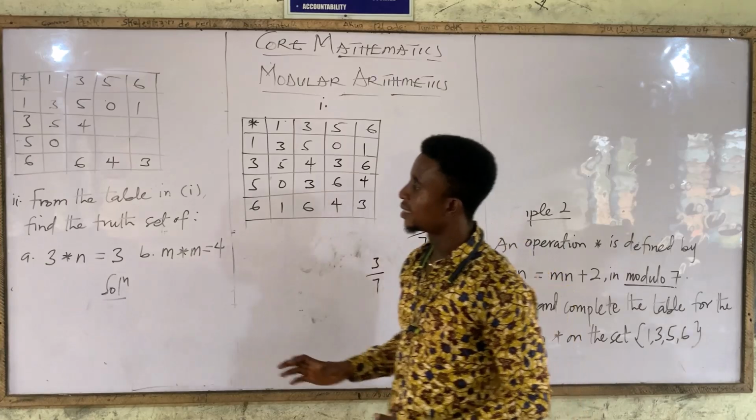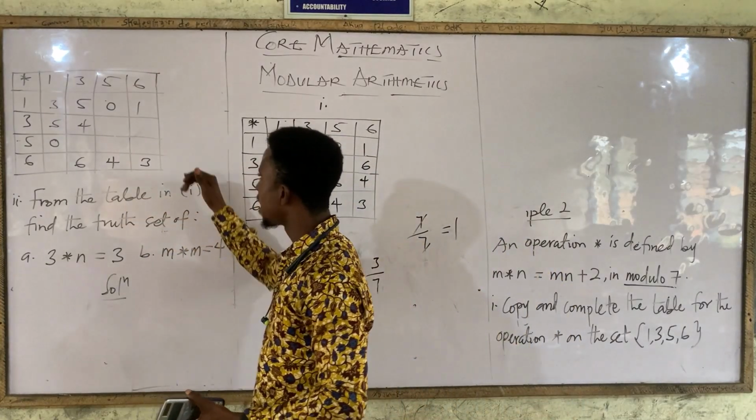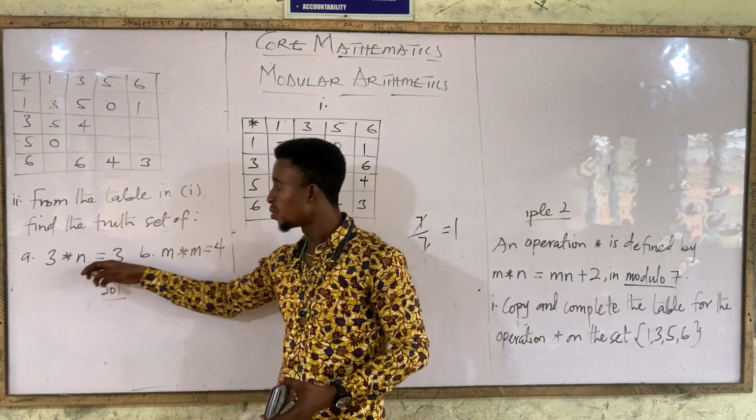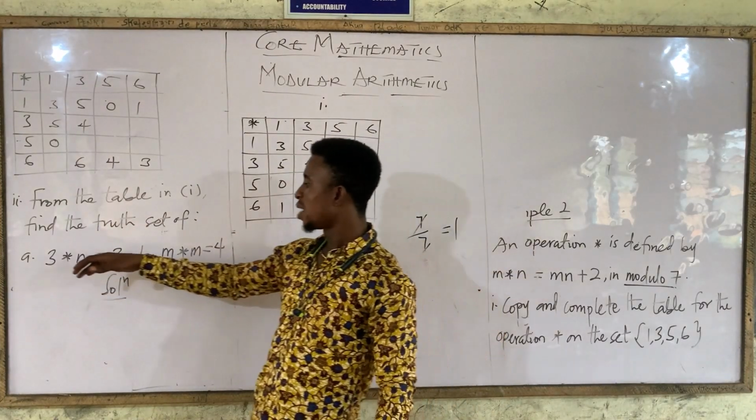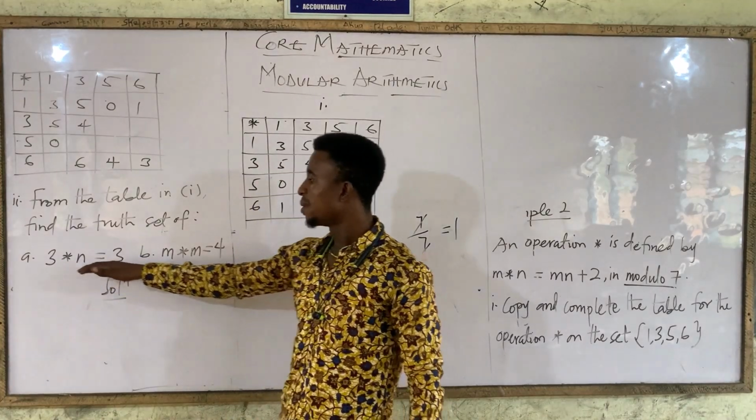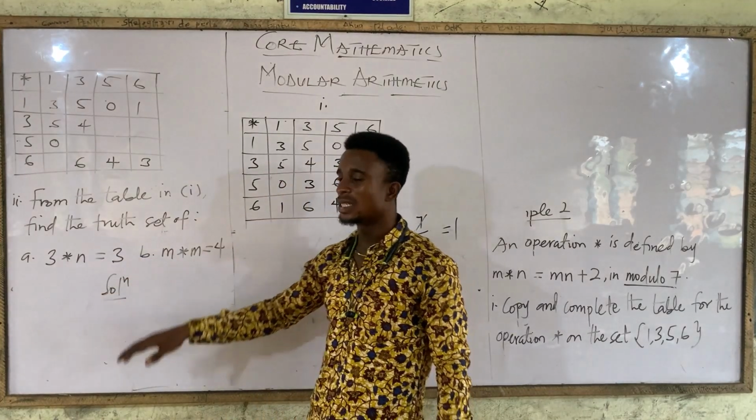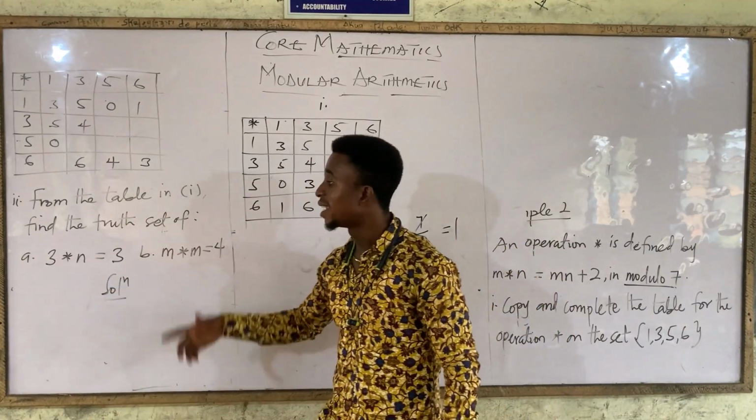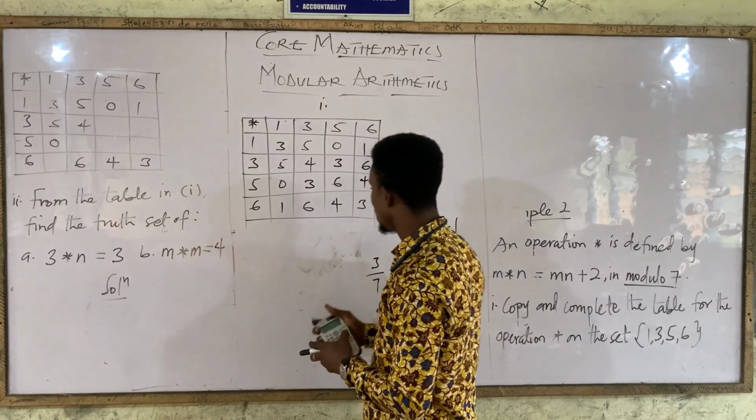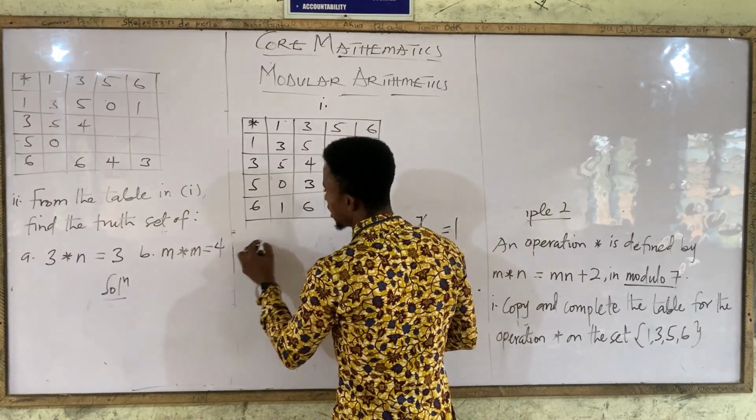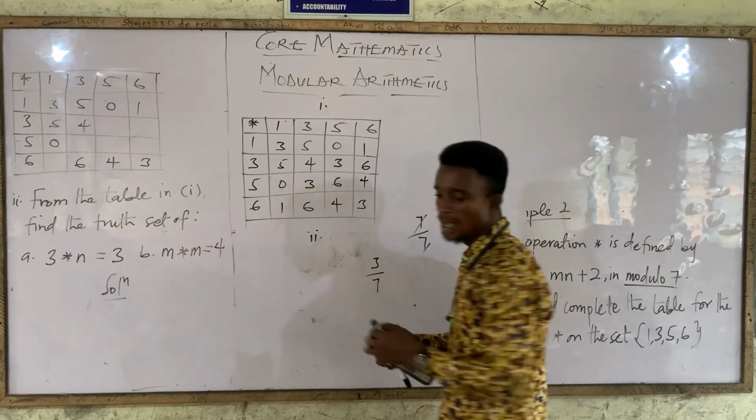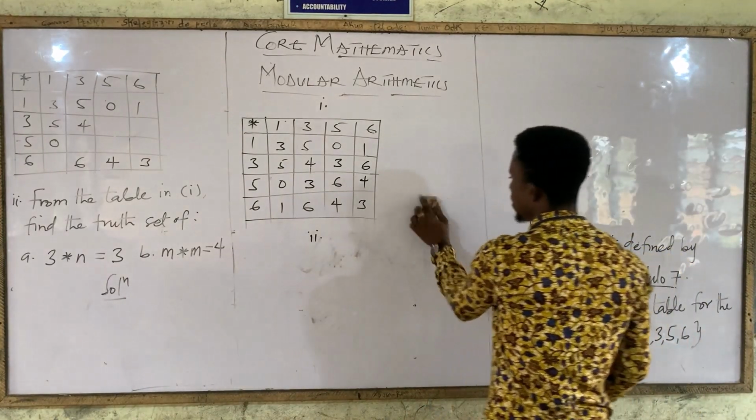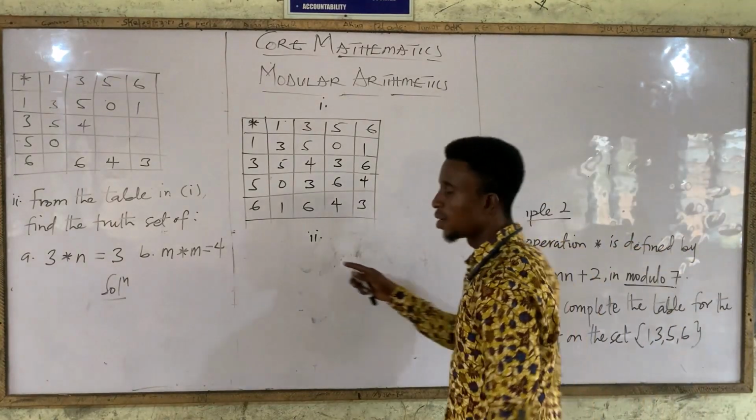And they are saying that from the table in I, that is this I, we have to find the true set of this and also this. This one we can do by mere expression, and this one too we can do the same thing. Are we getting that? Because this one is not complicated. We are only asking that, let's come here. That is the I. That is the II.